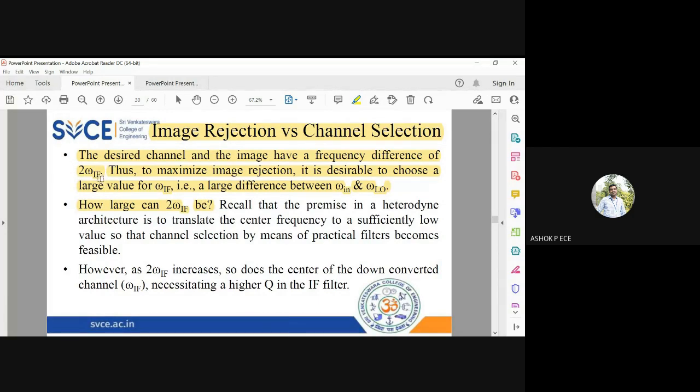the desired channel? So in a heterodyne receiver, from the RF frequency, I'm going to convert the frequency into low frequency. For that, if you keep on increasing 2 omega IF, then you require the filter to be highly selective, because at high frequencies the filter has to be more sensitive. When you increase 2 omega IF, you are increasing omega IF. When you are increasing omega IF, the IF filter which is going to choose your frequency should be more selective, or it should have a very high sensitivity, which will put more burden on your filter side.